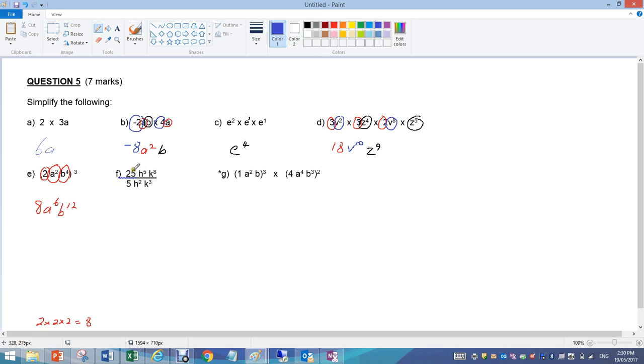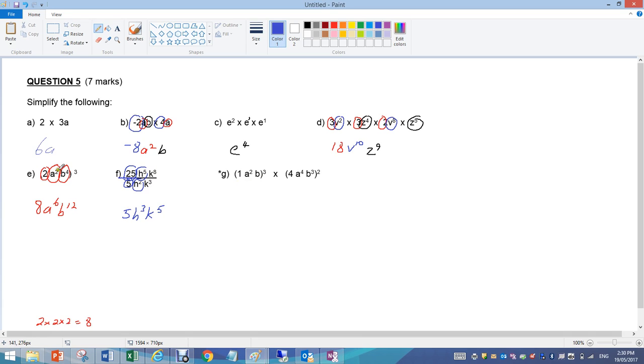Okay, dividing. First the numbers, 25 divided by 5, that's 5. H to the 5 on H to the 2, 5 take 2 is 3, h to the 3. Then k to the 8 on k to the 3, 8 minus 3 is 5.